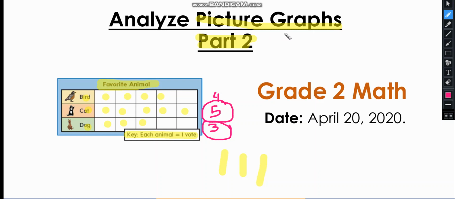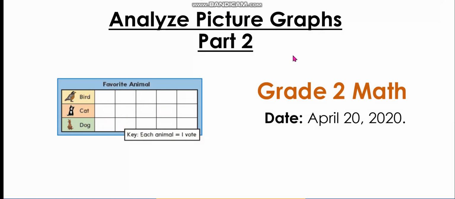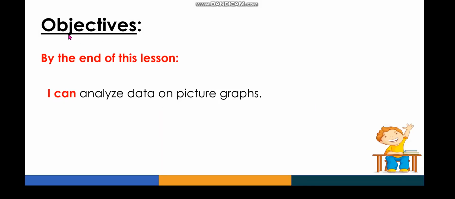Okay, let's see what in our lesson today. Our objectives for today. By the end of this lesson, you should be able to analyze data on picture graphs.